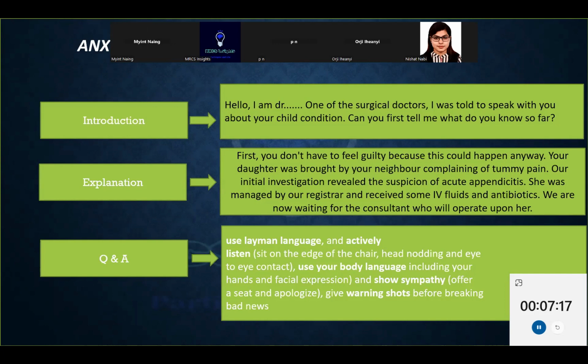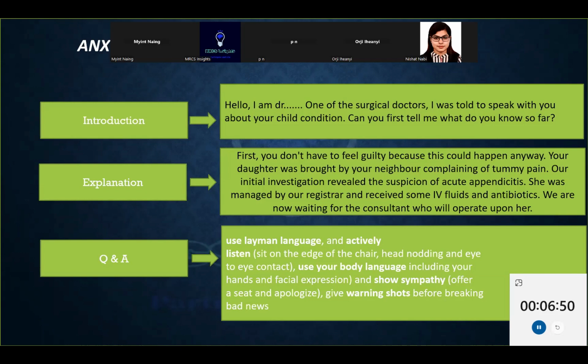The appendix is a small tube-like structure that is situated in the right lower part of the tummy, and in some conditions, this tube becomes blocked, and then the appendix becomes inflamed. So, this condition we call acute appendicitis. For that, our registrar has seen your daughter, and some IV fluids and antibiotics have been given. Now we are waiting for our surgeon, Mr. Mann, to come and operate on your daughter.